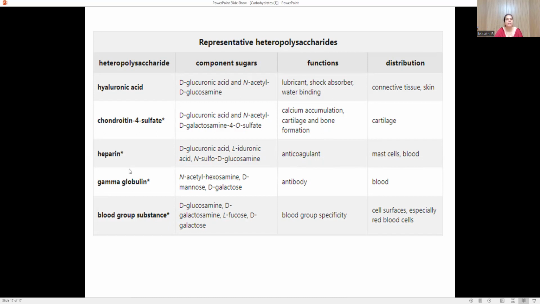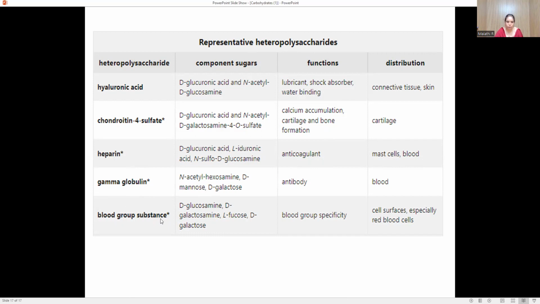So this heparin is present in the blood in order to avoid coagulation when it is inside the blood vessel. The fourth one is gamma globulin. Gamma globulin is made up of N-acetyl hexosamine, mannose, and galactose. So three different monosaccharide units will be present. And of course, this will be seen in blood, and it is used as an antibody.